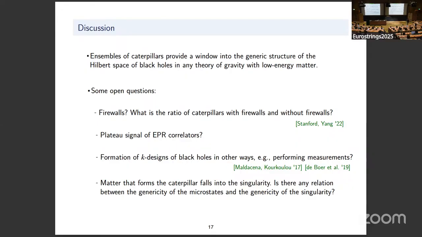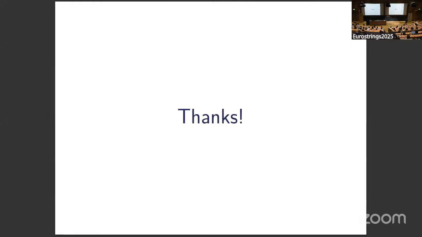Okay. Let me just end with some very generic comment. The matter that forms the caterpillar eventually falls into a singularity. We've characterized more generic black hole microstates in terms of their semi-classical geometry. This would be telling us that the singularities that these states have are also more generic from the microscopic point of view. So it will be interesting to relate this genericity between the microstates to the genericity of the singularities in the form of some BKL kind of analysis. Okay? So this is all that I wanted to say. Thank you very much for your attention.